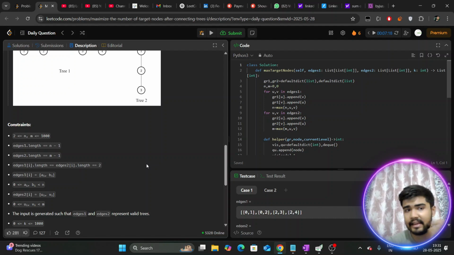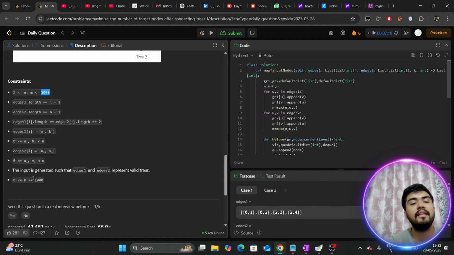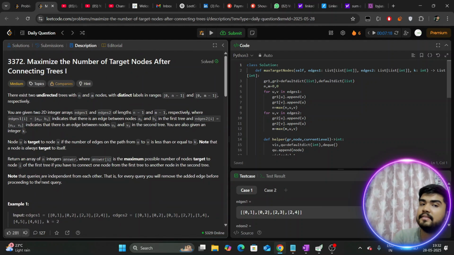So let's quickly take a look at the constraints. Our constraints are in the range of 1000. So n and m are all in the range of 1000, and the k factors are also in the range of 1000. Yes, take a note of this point. So our n and m can grow as big as 1000 only.